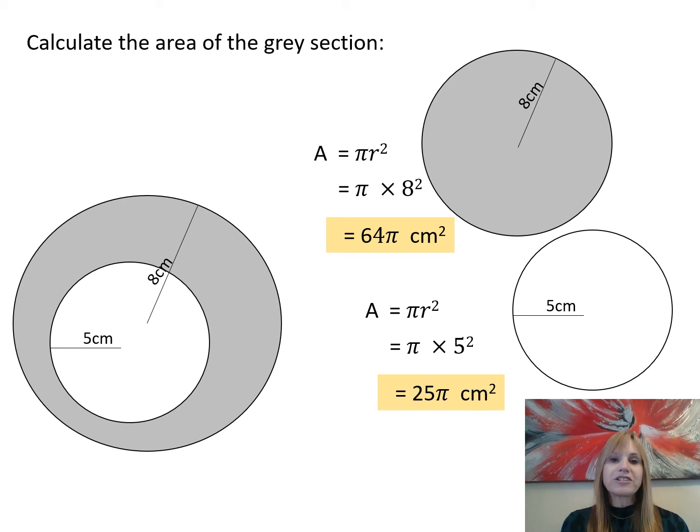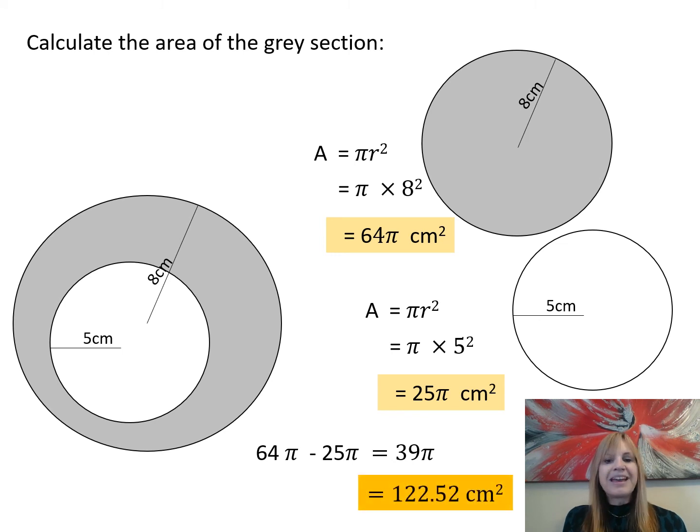Now going back to just the grey section, I can see that if I subtract the area of the white shape away from the grey shape, then that will leave me with just that bit that we need to find the area of. So in terms of pi, 64 pi take away 25 pi is 39 pi, and now I can put that into my calculator. 39 times pi, or 39 times 3.142 if you can't find the pi button, would give me a total area of just the grey bit that I can see, 122.52 centimetres squared.